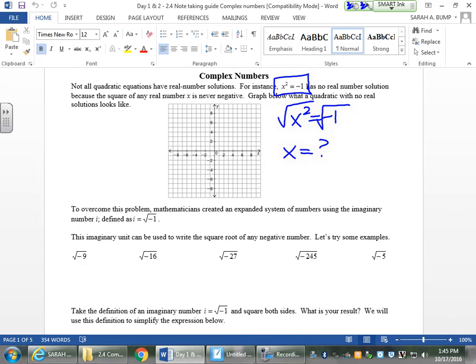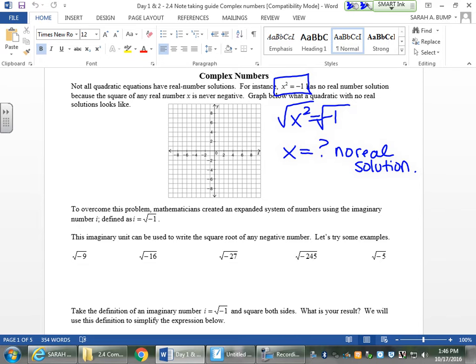If you think back to our unit on domain restrictions, square root functions, all even root functions, had a domain restriction because you couldn't take the square root of a negative number. Because anytime you square a negative, it comes out positive. There's no way to get a negative answer. So there's no real solution, because we can't square root that negative. However, there is an imaginary solution.